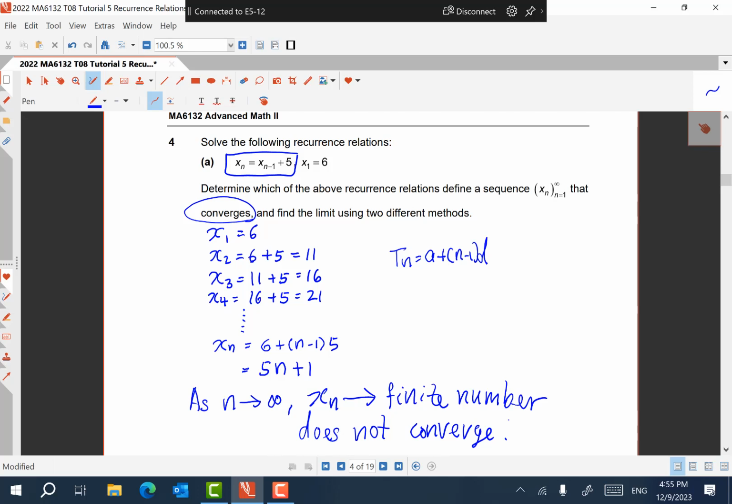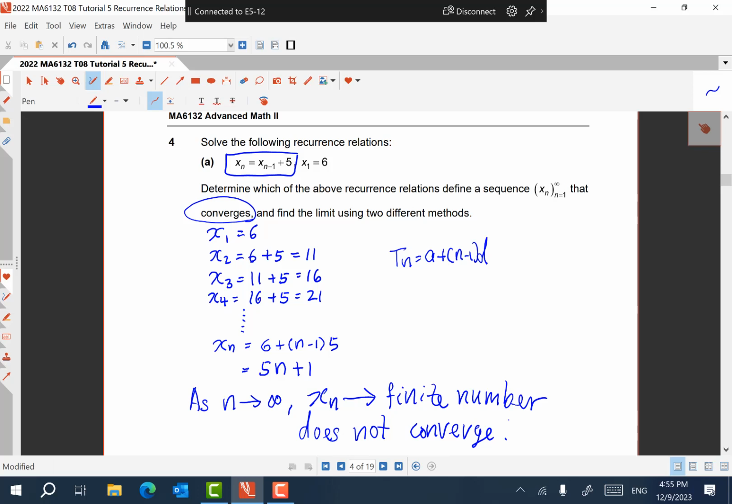If you have understood my first example, you have fully understood the meaning of recurrence relation. And you have fully understood what it means to solve a recurrence relation. It basically means to be able to write down xn in terms of n. That's it. What does it mean to say that the sequence converges or not? It basically means that as n goes to infinity, the xn goes towards a finite number. Full stop.